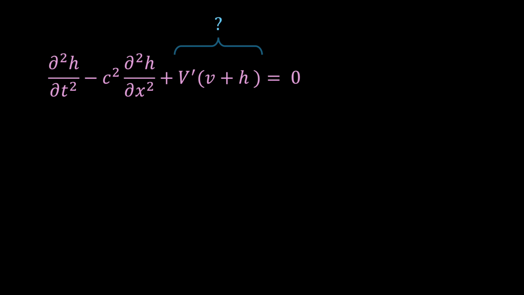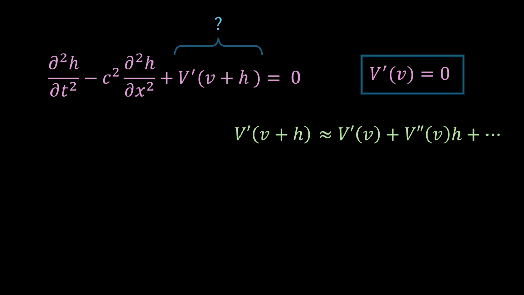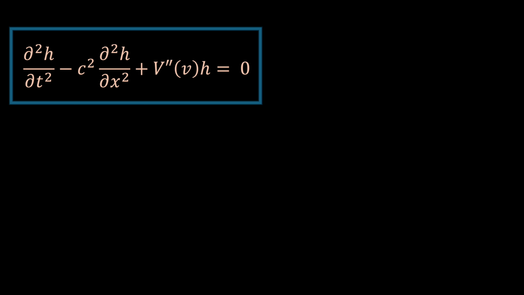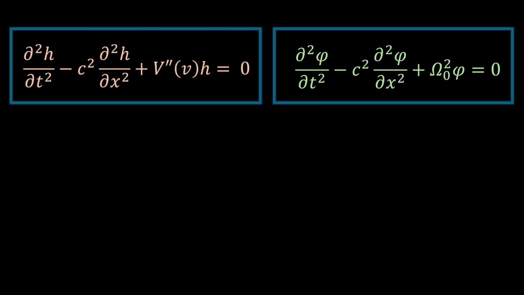Well, we can perform a Taylor expansion around v, the constant background value of the field, in which case we can write V prime of v plus h is roughly equal to V prime of v plus V double prime of v times h, plus higher order terms. And then, since by definition the gradient of the potential is 0 at v, we can write V prime of v plus h is roughly equal to V double prime of v times h. If we then sub this back into our equation, we find that the equation of motion for our ripple h takes the following form.